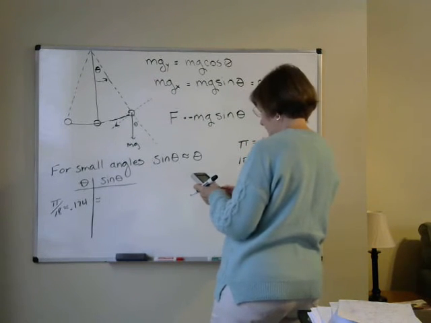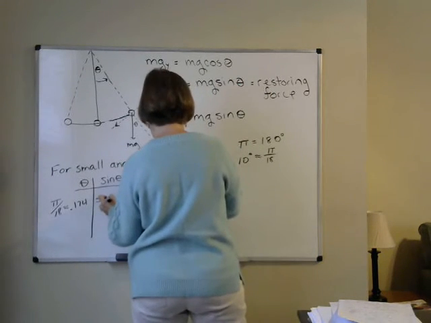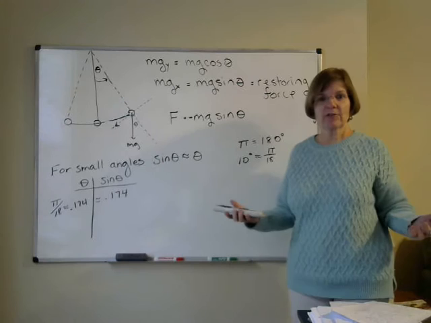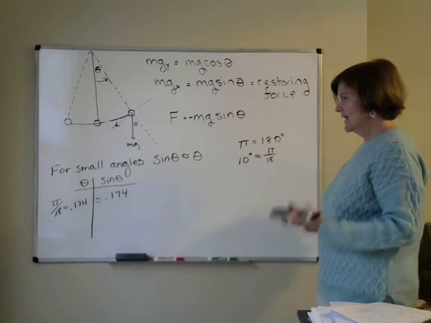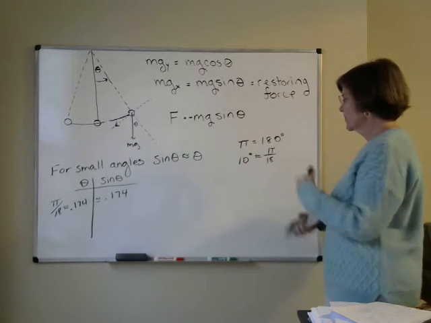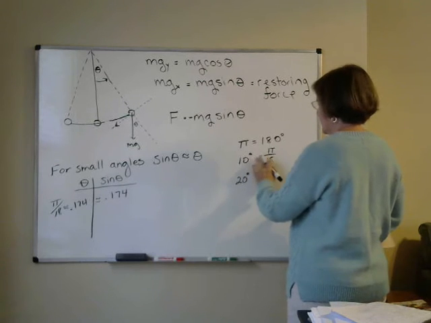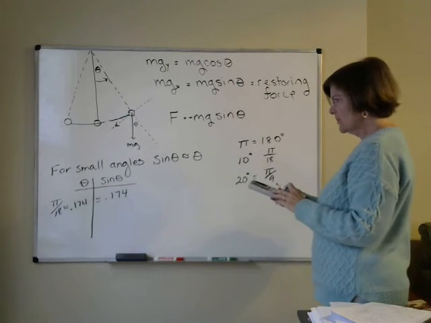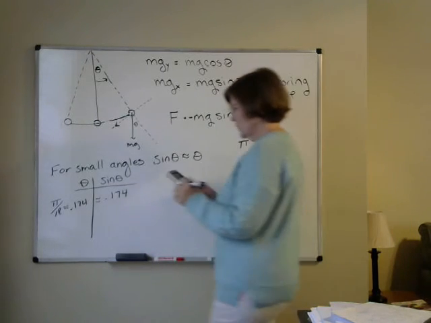Sine of pi over 18. It's 0.174. That's kind of strange. The first time I learned that, I was like, really? If the angle's small and we're working in radians, theta and sine theta are probably pretty much equal. Let's go a little bigger. So let's do 20 degrees, twice as big. 20 degrees is pi over 9. Okay, well, let's do pi over 9. Pi divided by 9, it's like 0.349.